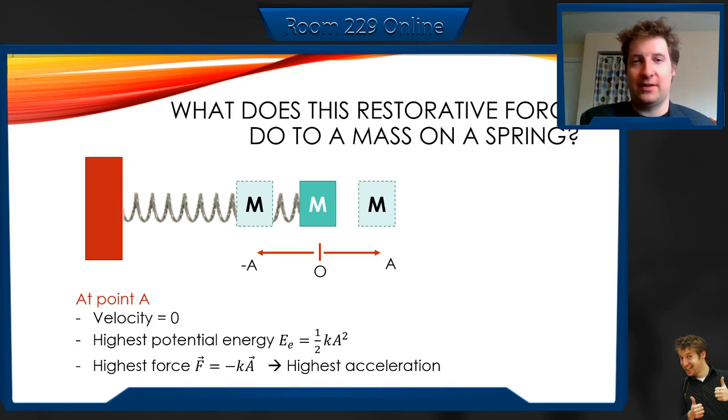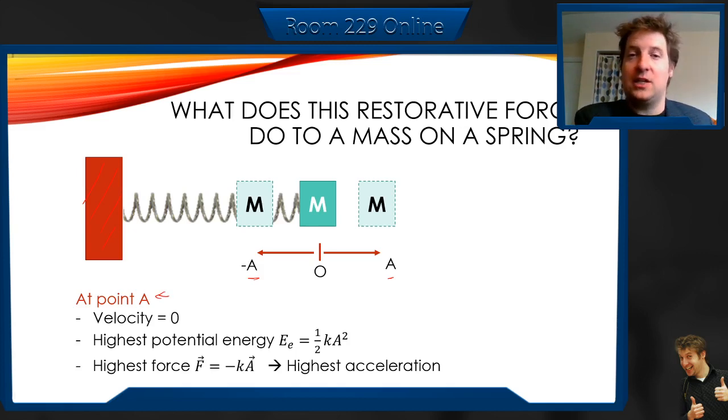So let's say I have a mass on a spring, and it's attached to a fixed wall here. This is fixed. This can't move. I can move it either in the negative direction, and it goes to a maximum extension of negative A, or in the positive direction, the opposite, A. So if I pull this out here, I'm at point A. I've extended this to point A.